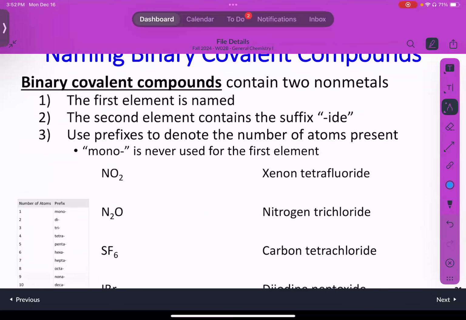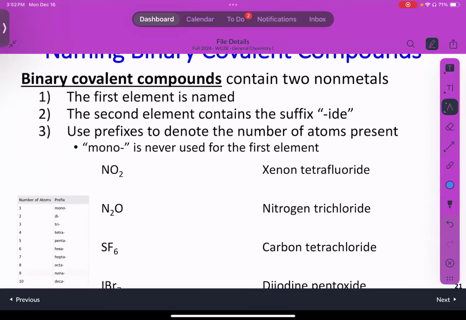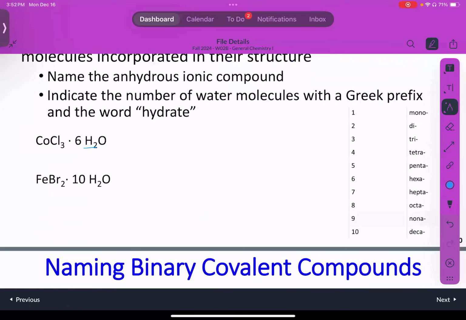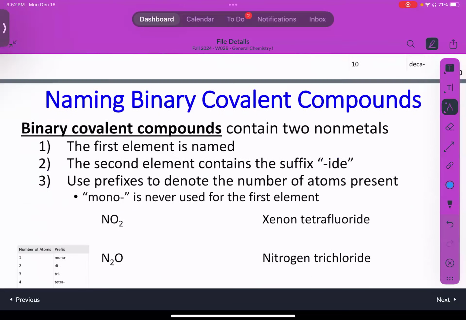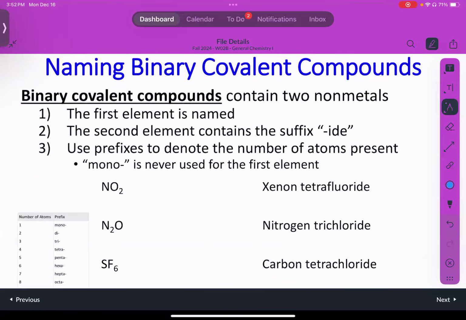But now we're going on to covalent things. Does anyone have questions about that? About anything that I just went over? All right, I'm gonna keep yapping. So then yeah, I had a binary covalent question.